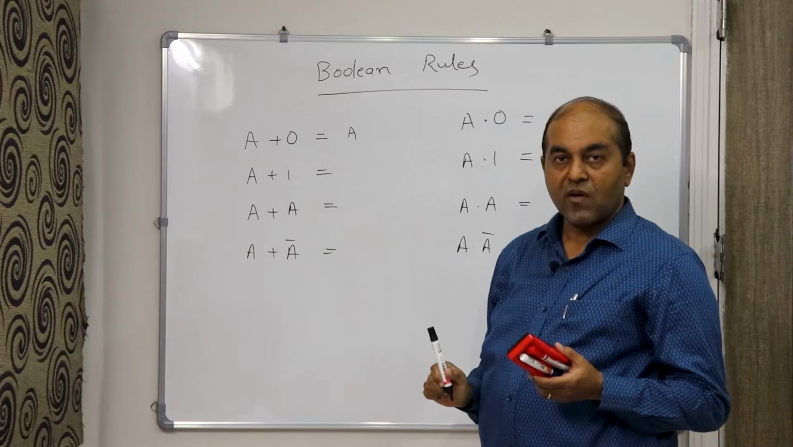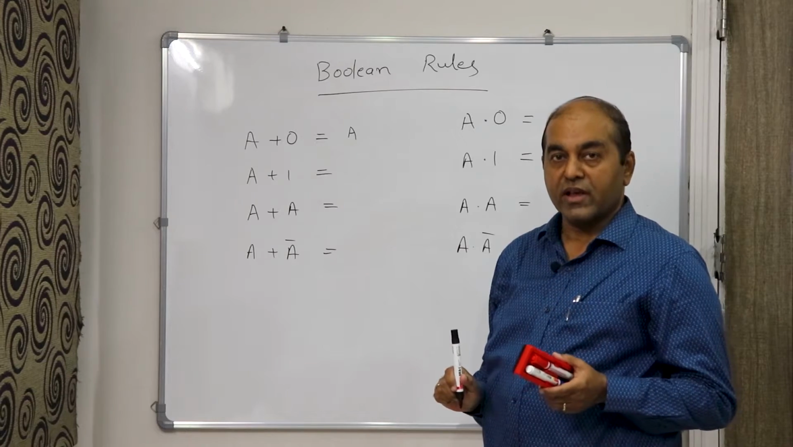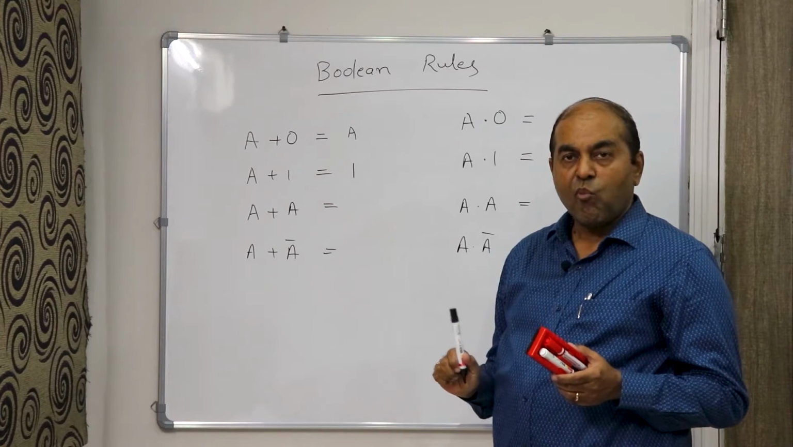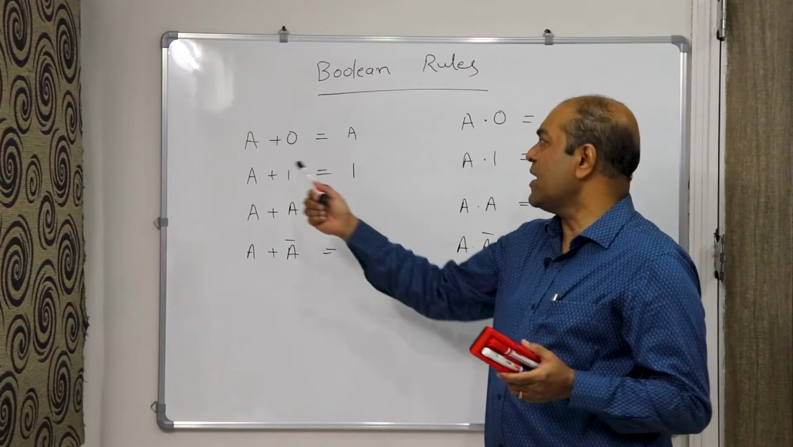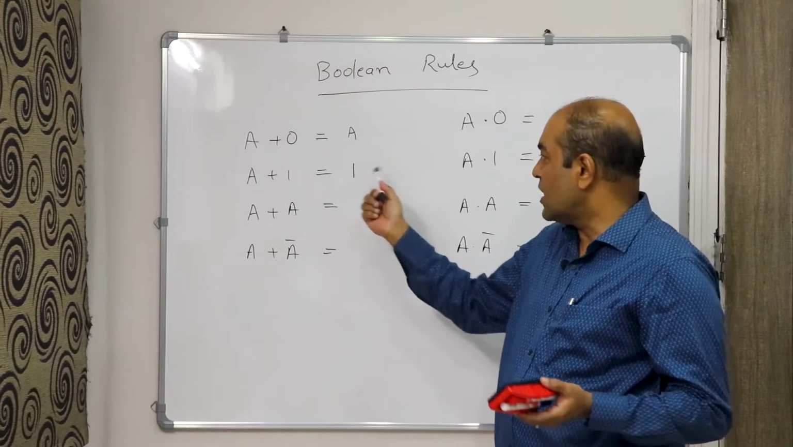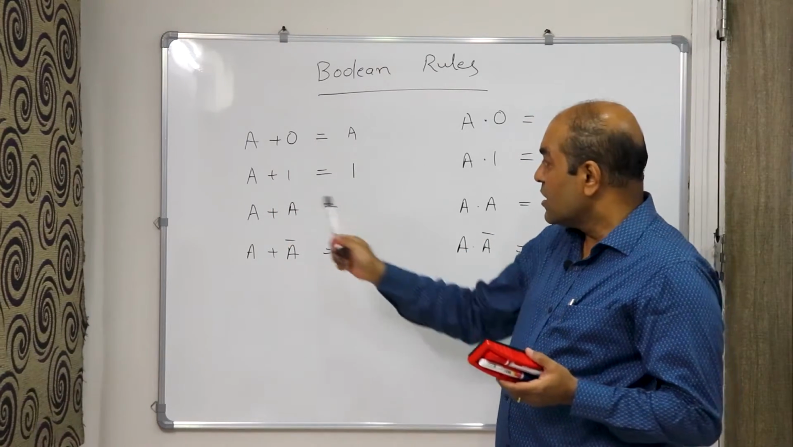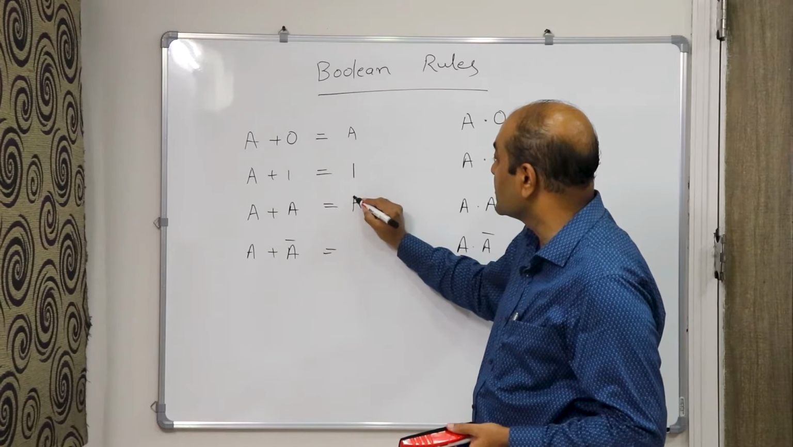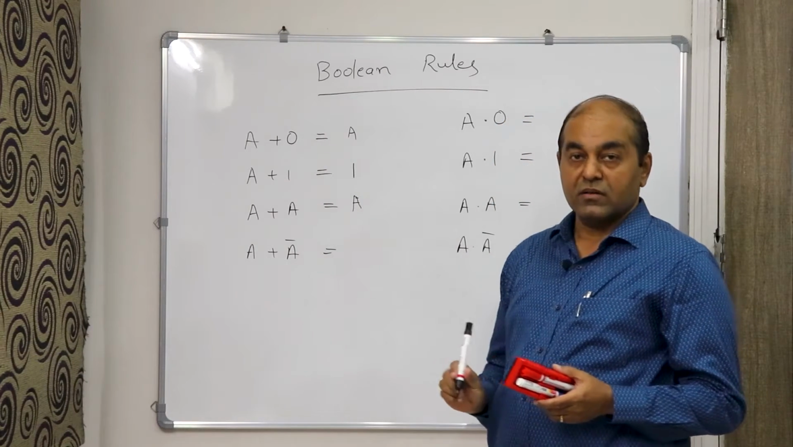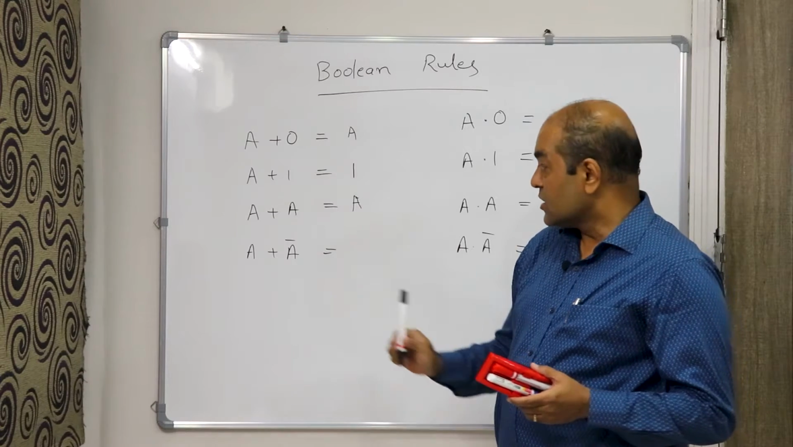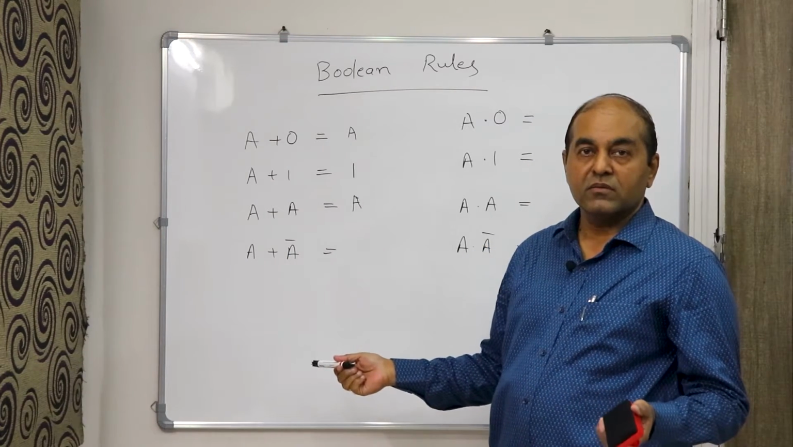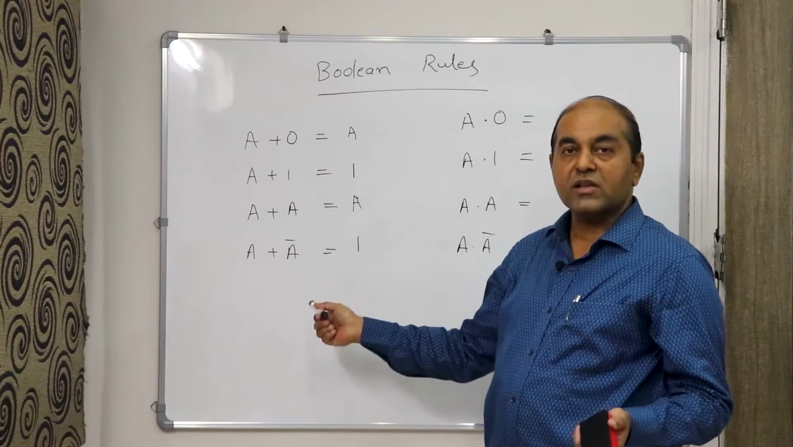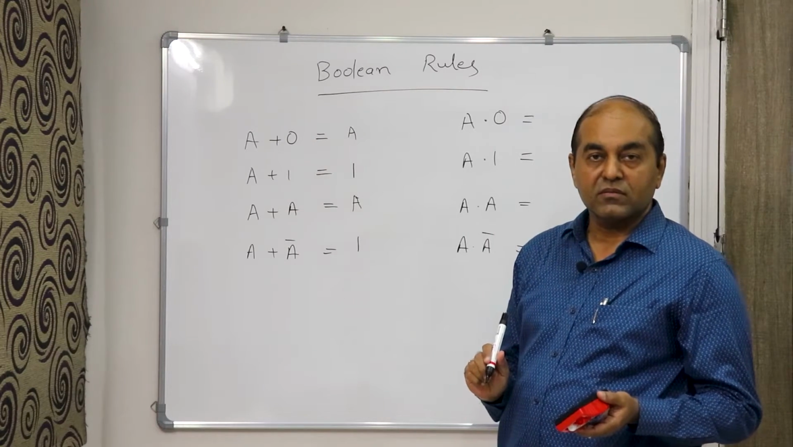Now A plus 1. Now here answer is not A. Here answer is 1. Because if A is 0, then 0 plus 1 is 1. And if A is 1, then also answer remains 1. A plus A, answer remains A. And A plus A bar. Now this is interesting. Suppose A is 0, then A bar is 1. So 0 plus 1, output is 1. If A is 1, A bar is 0. So again it remains 1. Okay.